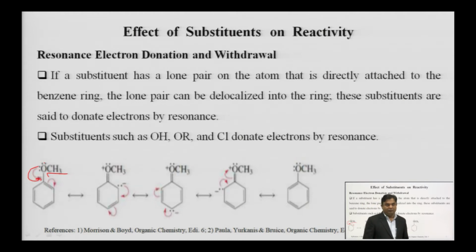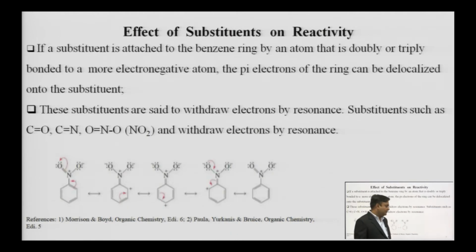Okay. So, in the next slide, if the group has a -R effect, meaning the group can withdraw electrons from the benzene ring, it will reduce the electron density on the benzene ring. By that, it will reduce the rate of electrophilic substitution reaction towards the incoming electrophile. So, how can we recognize which group has a -R effect?